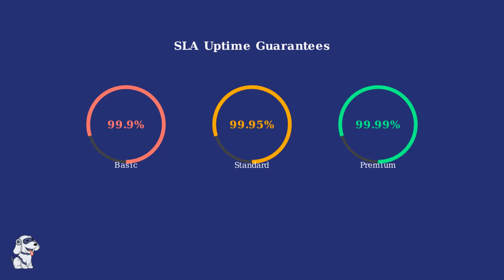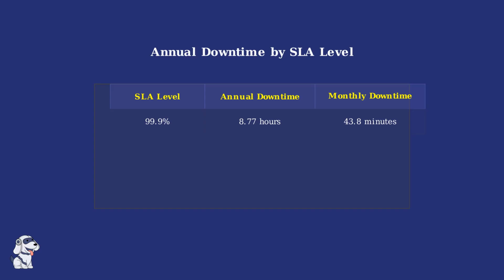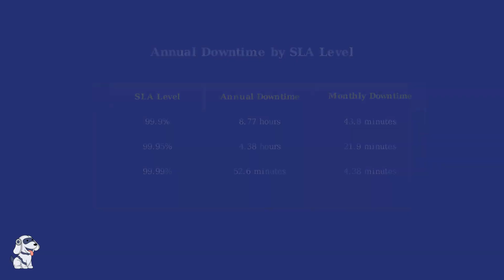But what do these percentages actually mean? Let's translate these percentages into actual downtime. This will help you understand what each SLA level really means for your application. Here's what these SLA percentages mean in real downtime. A 99.9% SLA allows for almost 9 hours of downtime per year, while a 99.99% SLA only allows for about 53 minutes annually.